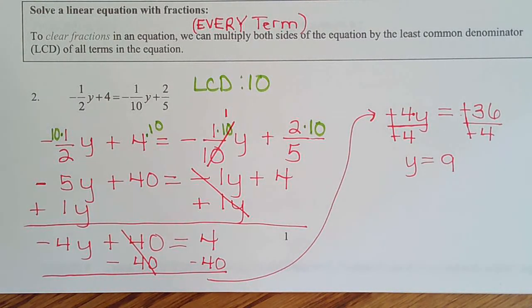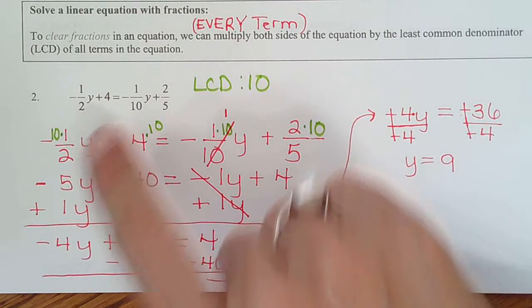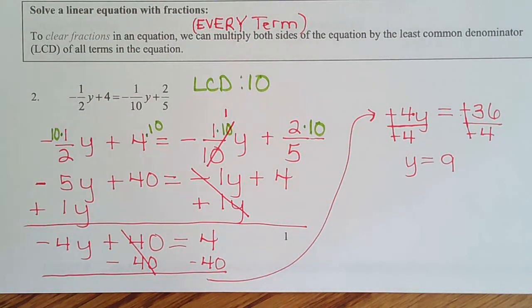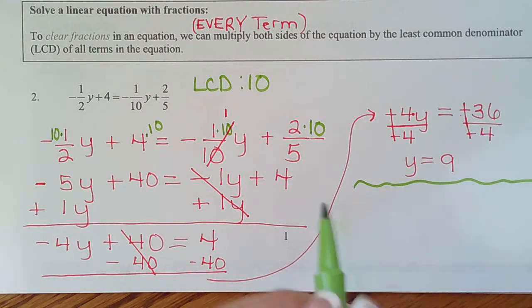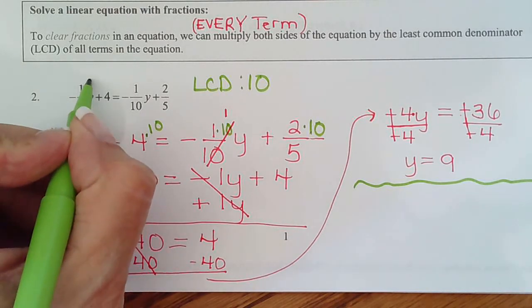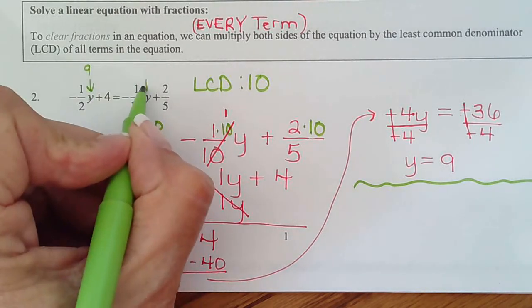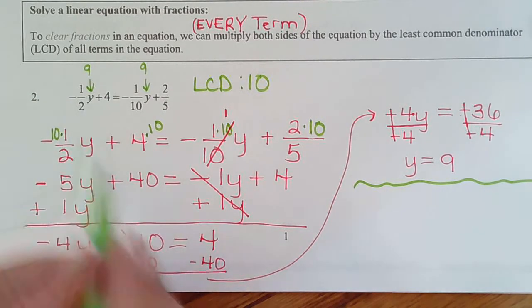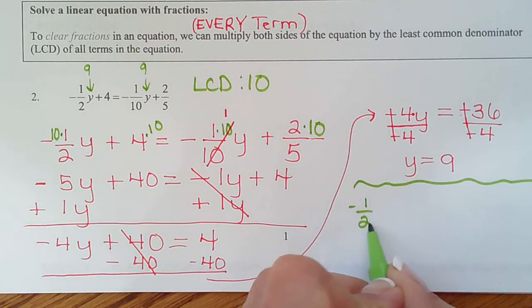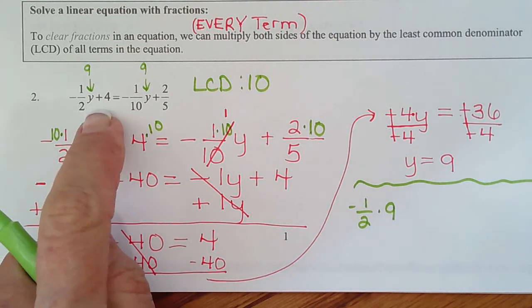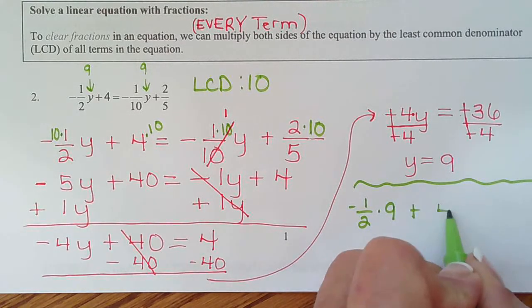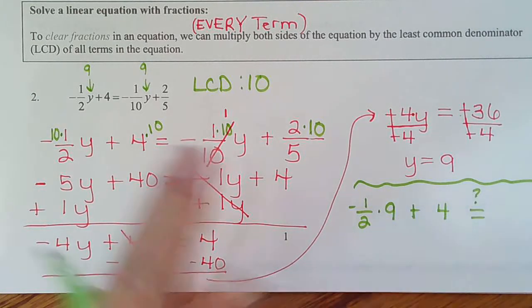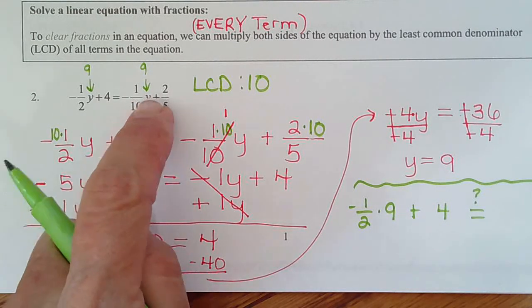And I want to show you how to check one fraction problem, because I don't want you to think, oh, it's a fraction, I'm not going to bother checking it, it'll be too hard. Fractions are no harder to check, because you're using your calculator. So I take the original equation, and everywhere I see a y, I'm going to put 9. So negative 1/2 times 9 plus 4.